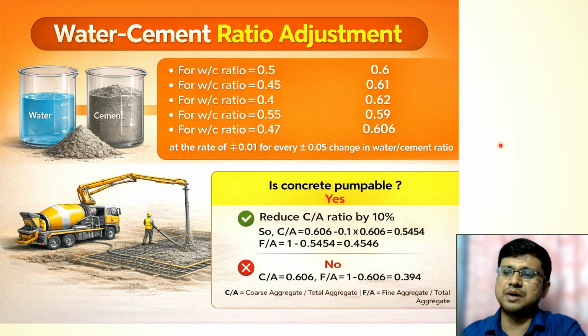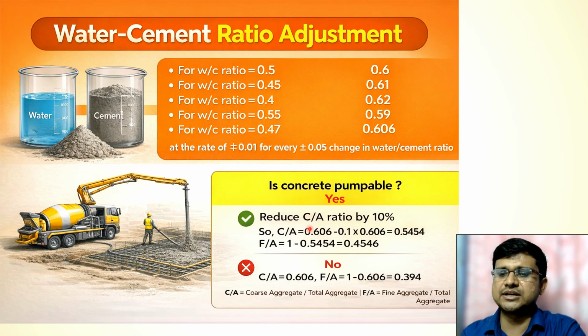If concrete is pumpable, it needs to flow smoothly through pipes without blockage or segregation. And for that, the internal composition of aggregates must be adjusted. So when concrete is pumpable, it has to flow smoothly through pipes. So what do we do at that time?